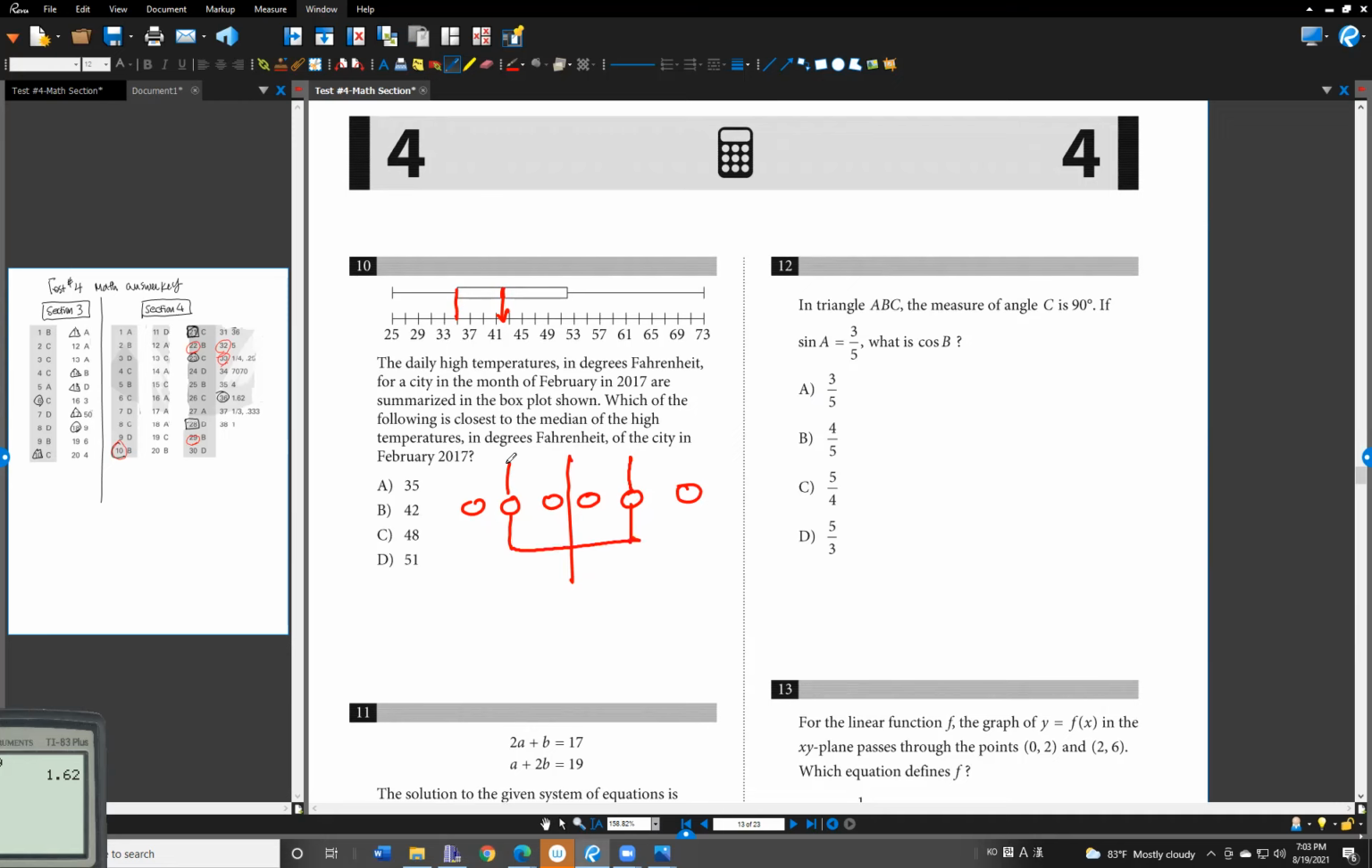When you make a box over here, that is the box. That is the maximum. This is the minimum. That's the box, maximum, minimum. Another median in the left, another median in the right. That's what we use. This is the first quartile, third quartile. Is it okay? So 41, 42 is the closest number. Choice B is the answer.